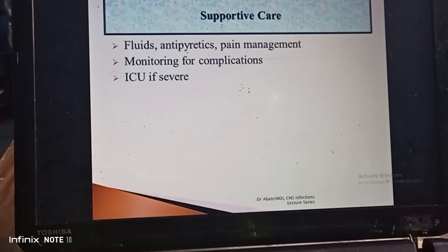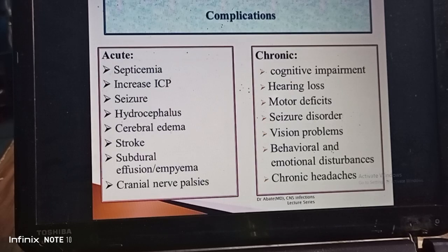You may decide to admit the patient to the ICU. If there is a change in mentation with low GCS, you have to give attention to feeding as well, because a patient may die of hypoglycemia if you ignore feeding. So in such a group of patients, supportive care is very important.